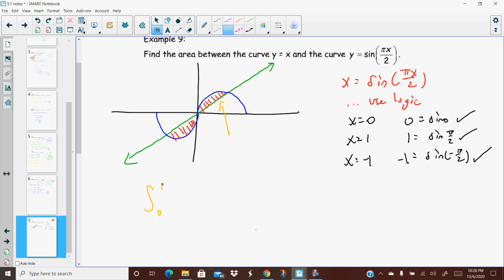Now graphically we've already shown it, but you can see that in this case the sine function here is the greater function. So it will be sine of, and we're going to write this as pi x over 2. Probably could have written it as pi halves times x, but minus the lower function x dx. So we're going to do this by symmetry. Now that's only half. So we need to multiply it by 2 in order to get both sides of the area.